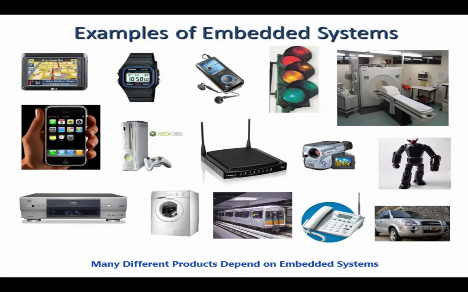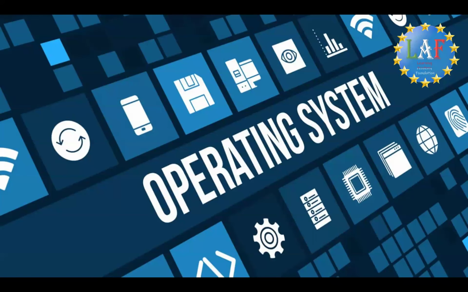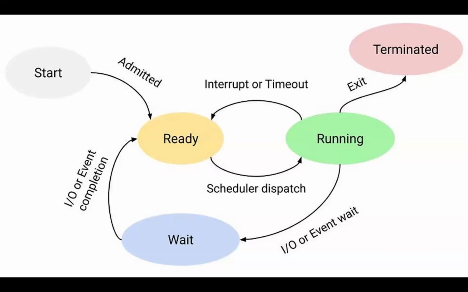What about the operating system? It is our invisible guide. An operating system is the master coordinator. A process starts, is admitted and ready, and then scheduled and dispatched to running. If there is an interrupt or a timeout, it comes back to ready. Otherwise, if there is an input, output, or event wait, then when it's completed, it goes to ready. And then scheduled and dispatched again, it comes back to running, and exits when it is terminated.